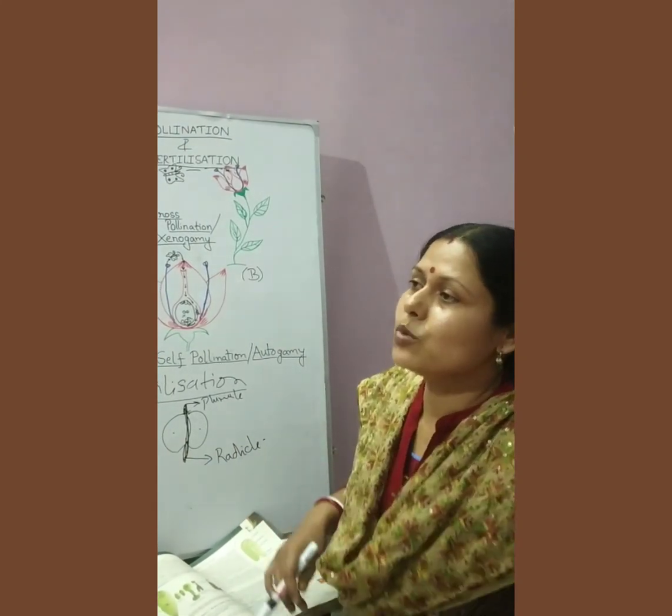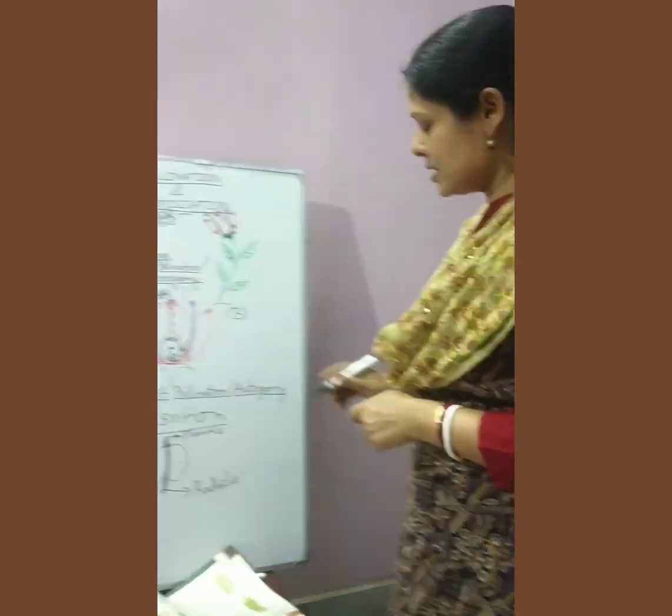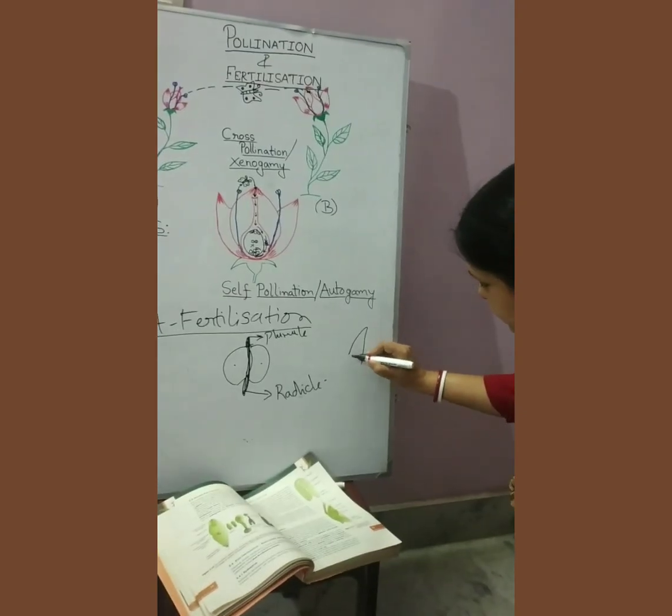Whereas in case of the monocot seeds, the endosperm is not completely utilized. The endosperm is located and it is known as your scutellum in case of monocot seeds. And if you see the structure of the monocot seed, this is somewhat like this.